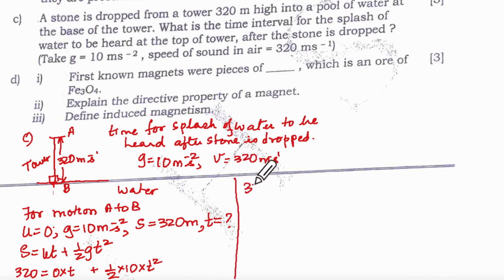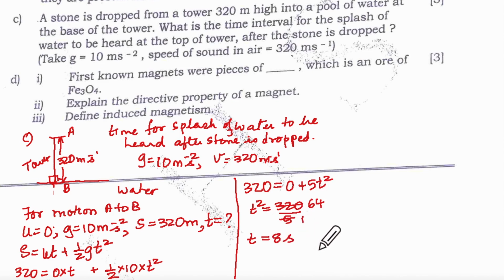How much would that give me? 320 is equal to 0 plus 5t square. Correct? So t square will be equal to 320 upon 5. 5 ones, 5 sixes, 5 fours. So t is equal to 8 seconds, yes? Okay. So if I started the stopwatch when I dropped it, it took 8 seconds to reach B. Understanding? Now it went splash and the sound is traveling from B to A.